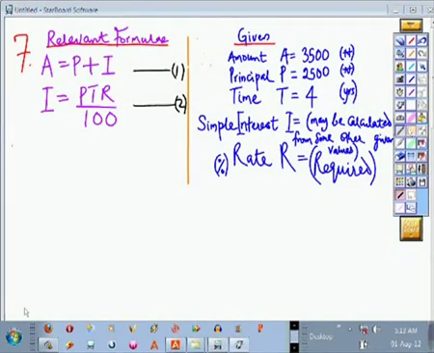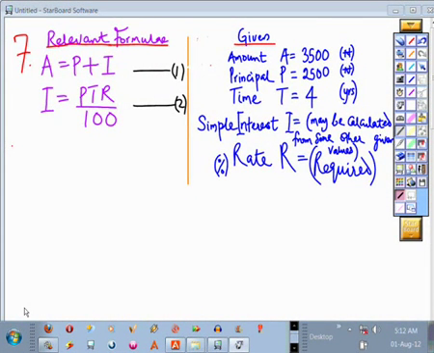And of course, if we move to the right hand side here, we find the values that are given in the question as follows. Amount A is given as 3,500 naira. The principal P is 2,500 naira. And time T is 4 years.